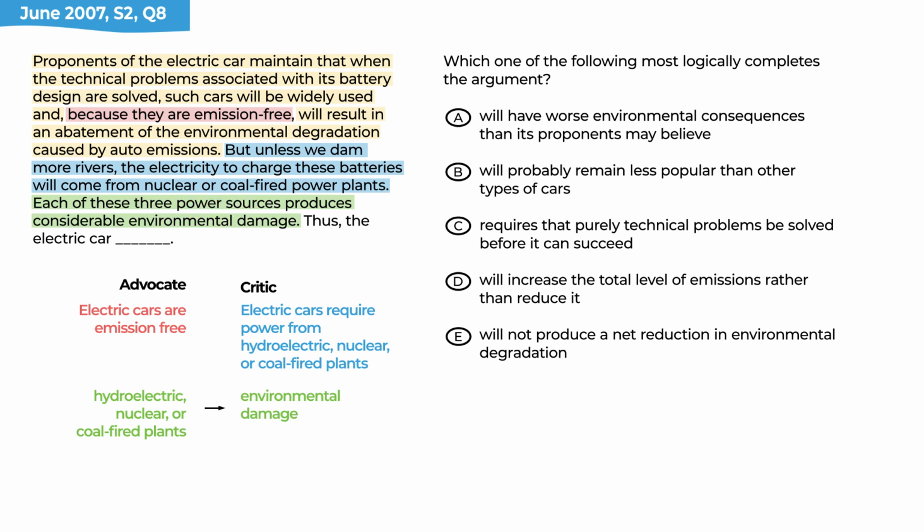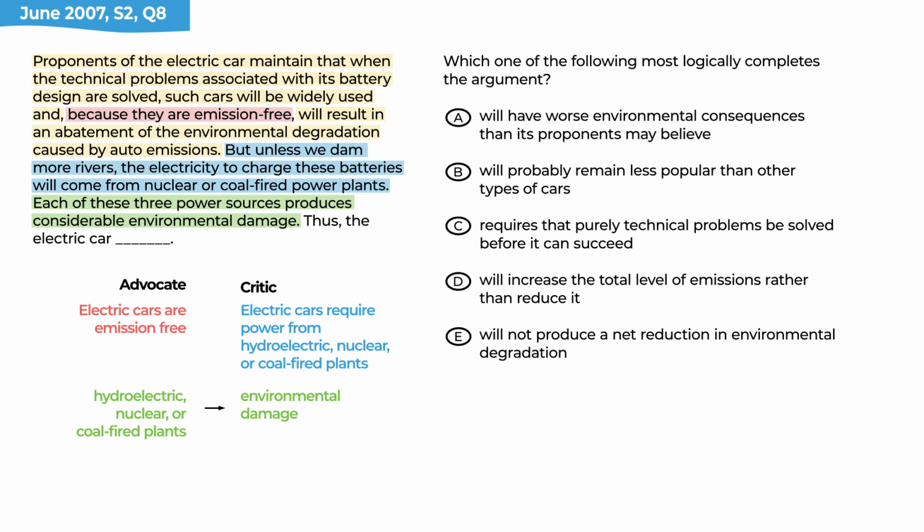So let's anticipate what the answer might sound like. The critics are advocating against the proponents of the electric car. Well, what are the proponents of the electric car suggesting? They're suggesting that electric cars are going to result in an abatement of environmental degradation. Right? So there's going to be a reduction in environmental damage. And the critic is saying, hey, look, you're not considering the environmental damage caused by producing the energy for that battery in damming rivers or building nuclear power plants or coal-fired power plants. We have to get the energy from somewhere, and all three of those sources produce environmental damage.